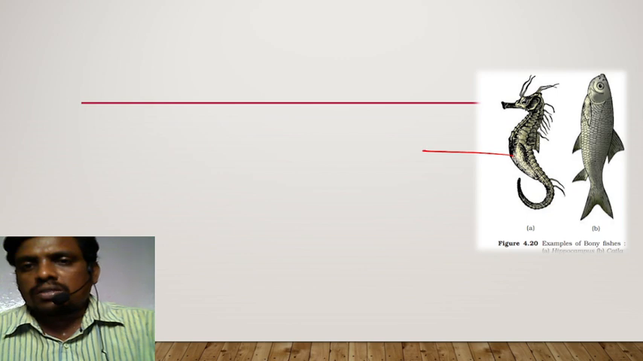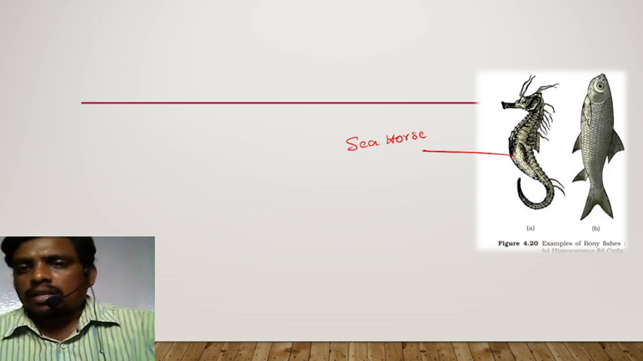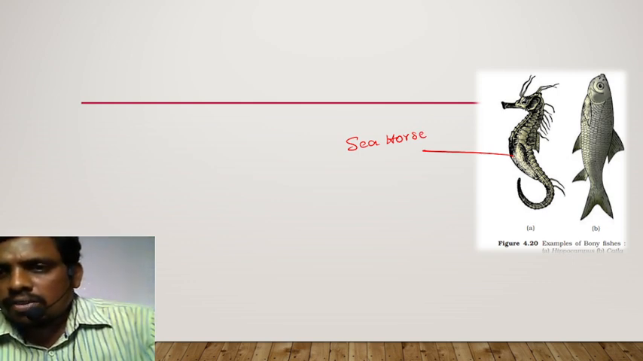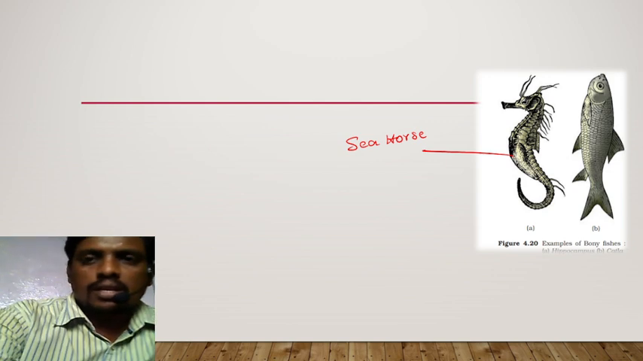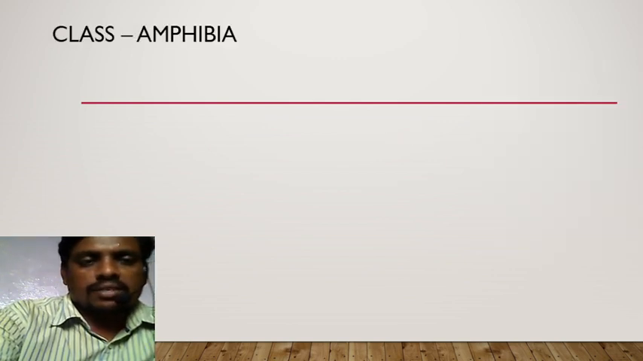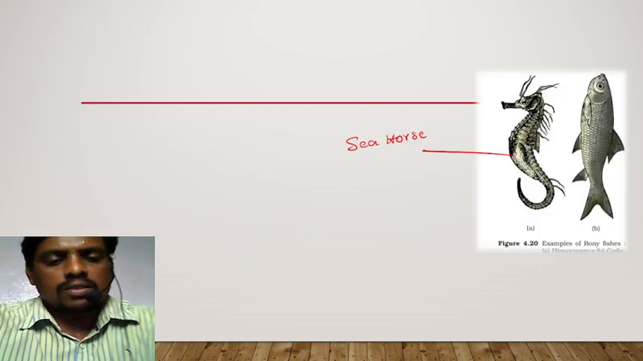This is the fish called a seahorse, and this is another fish called Catla. Next, the remaining characters we will see in the next class.